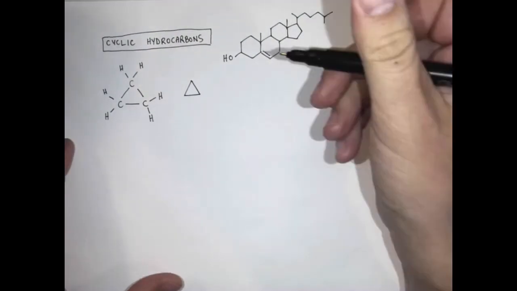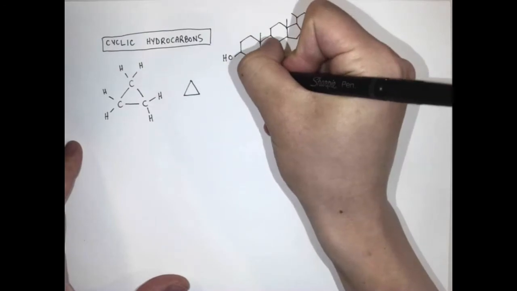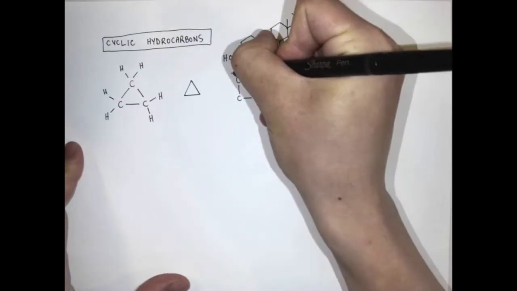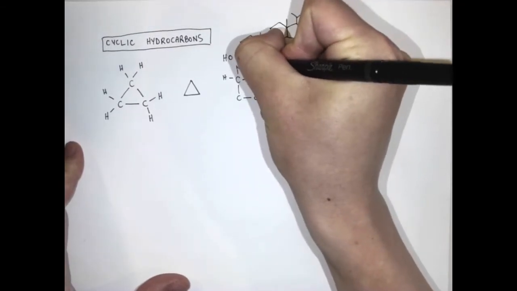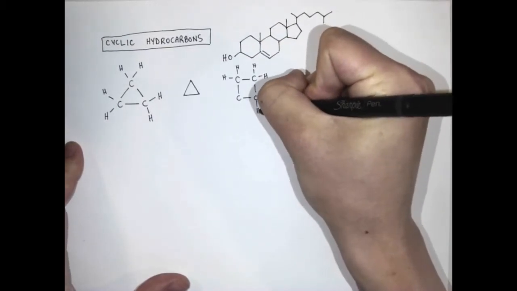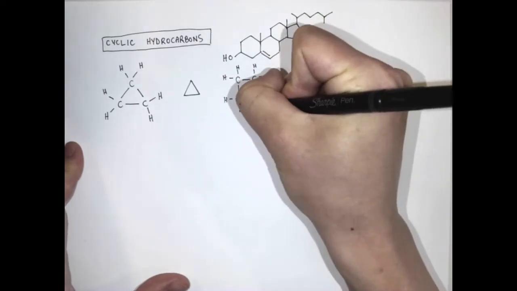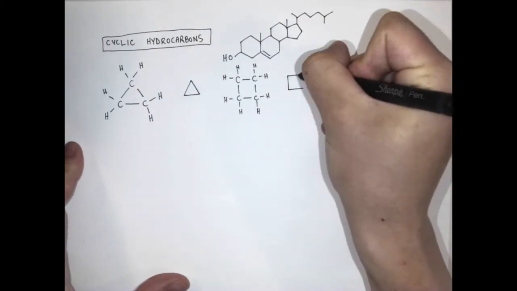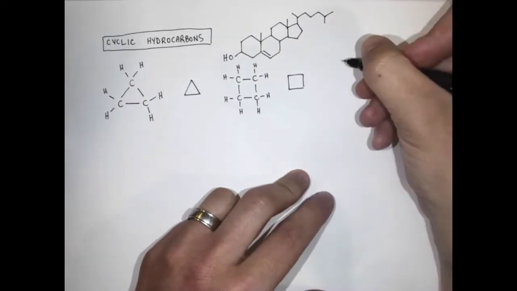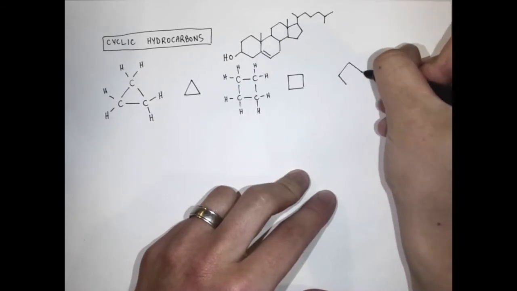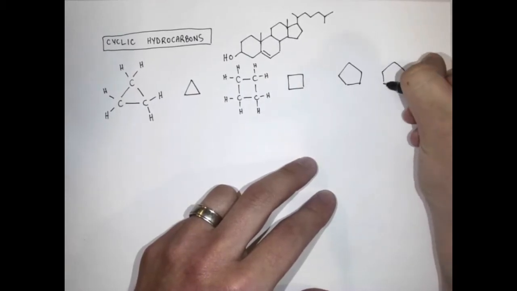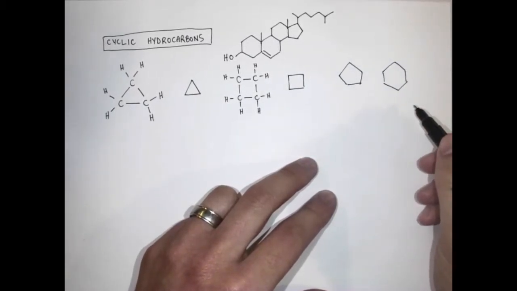The next one, if we add a 4th carbon, would be this one, which looks like a square, and once again, each carbon would have 2 hydrogens bonded to it. And if we use a line structural formula, it would look like a square. Hopefully you're starting to see a bit of a pattern. If I increase my number of carbons, the line structural formula would look like a pentagon. And then if I add a 6-carbon ring, it starts to look like a hexagon.